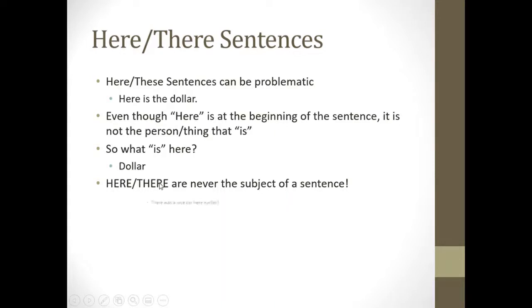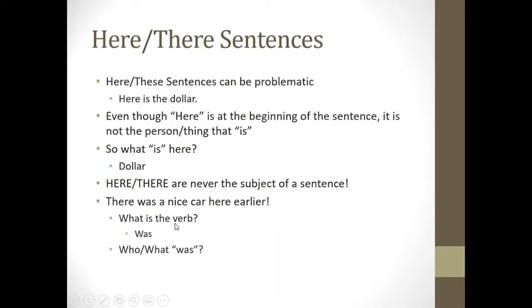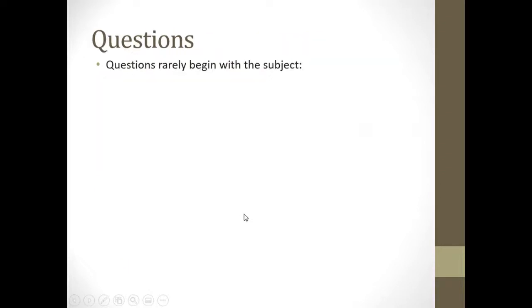Okay, so look at this sentence. There was a nice car here earlier. What was here? And that is the car. The car was there earlier. That's the subject.